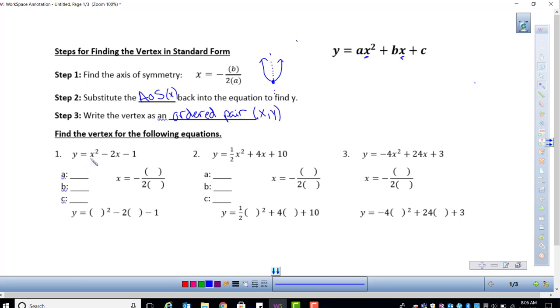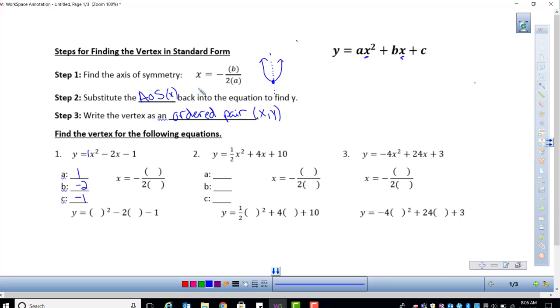So our first example is y equals x squared minus 2x minus 1. Our a value is 1, there's an imaginary 1 there. B value is negative 2, and our c value is negative 1. A is always in front of x squared, b is in front of x, and c is the constant.